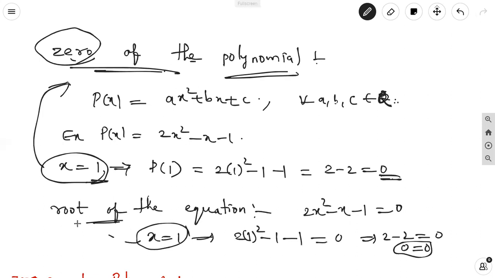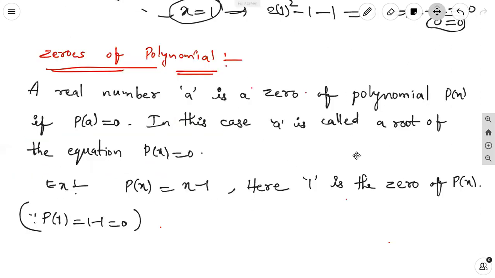The same x equal to 1 is said to be a root of the equation. When we take the equation, the same value is called a root. When we take the polynomial, the same value is called a zero. The terms used are different for the polynomial expression and the equation. Don't call root for a polynomial, don't call zero for an equation. Zero is for the polynomial expression, root is always for the equation. You remember that.